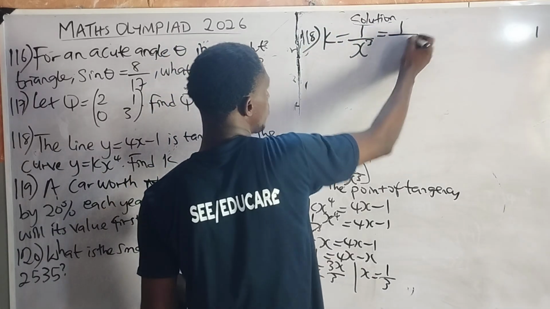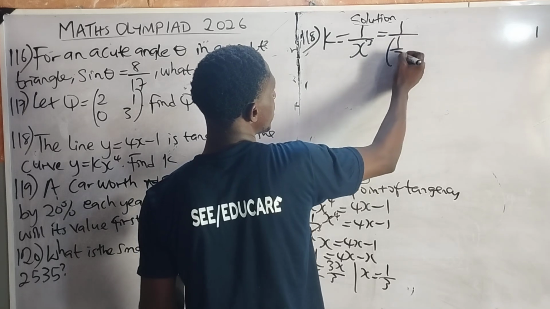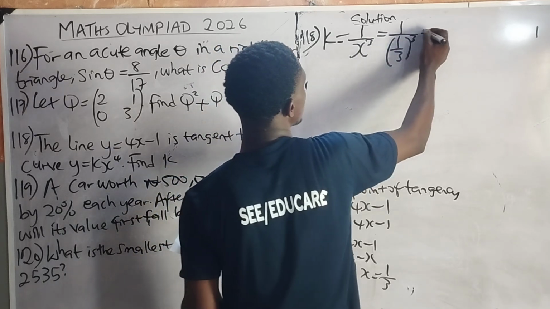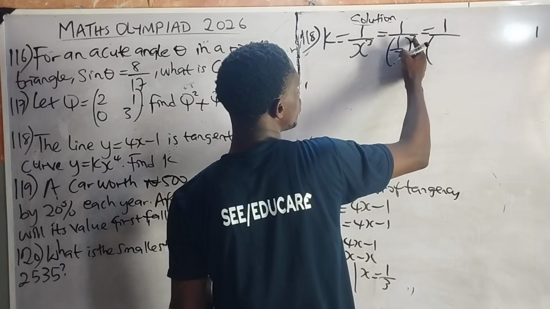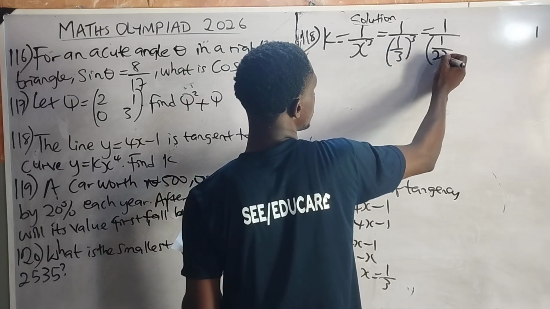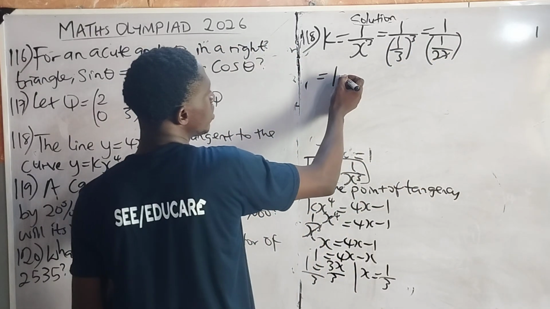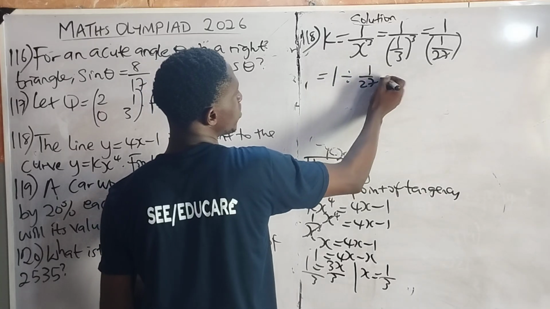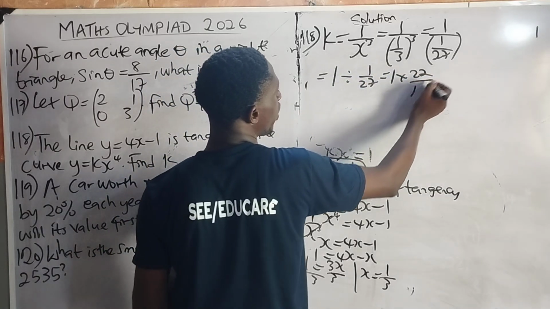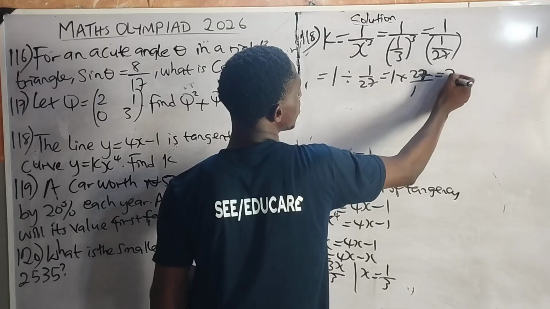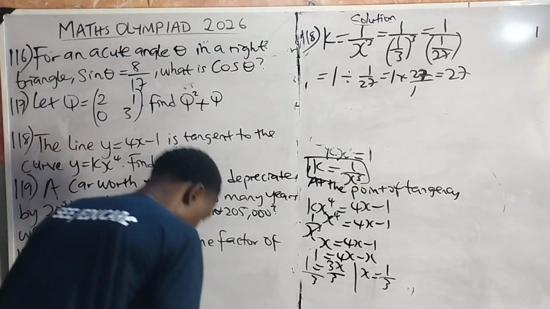So I have 1 over bracket 1 over 3 raised to the power of 3, is equal to 1 over 1 cube is 1, 3 cube is 27, which is equal to 1 divided by 1 over 27, which is 1 times 27 over 1. So our k is equal to 27.